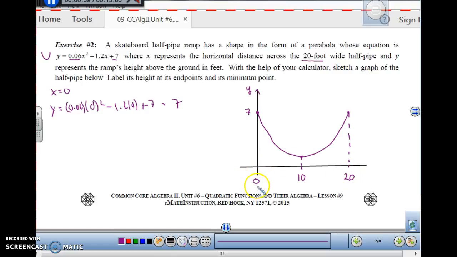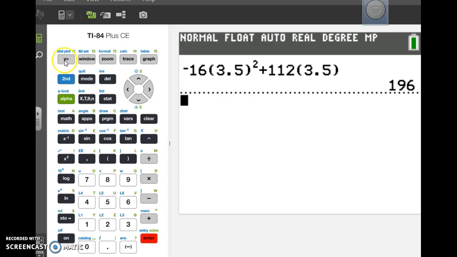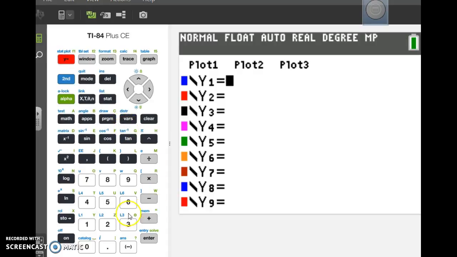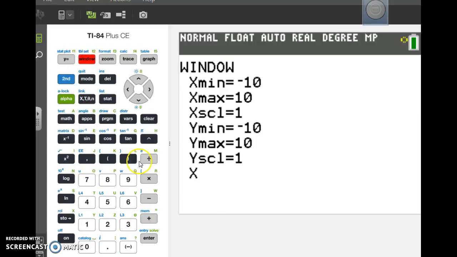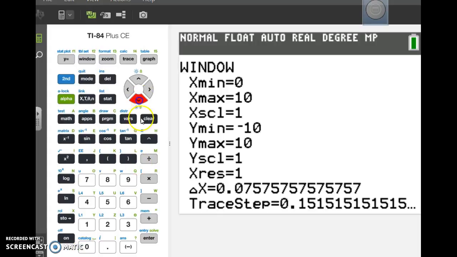All right, so let's check our window and make sure that our parabola looks like it's supposed to. All right, so here's my window, y equals 0.06x squared minus 1.2x plus 7, and I want to set my window. My x's were between 0 and 20. That's my horizontal distance. And then my y's, I went from 0, 7 was my y-intercept, so I'm going to leave it at 10, because that'll go up enough that I can see the window. All right, so let's graph our window and see if it looks like it's supposed to.